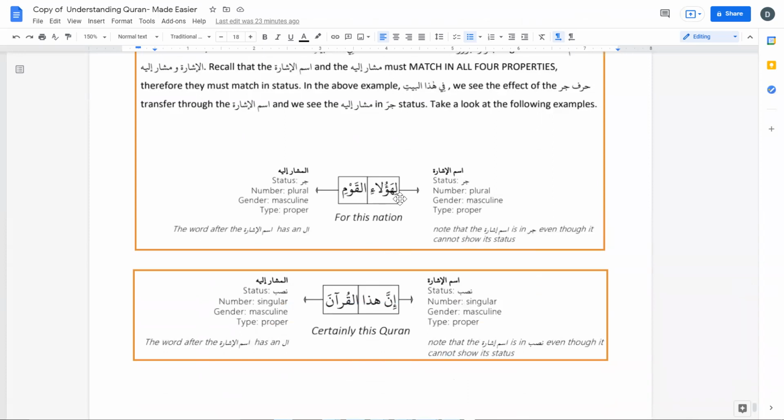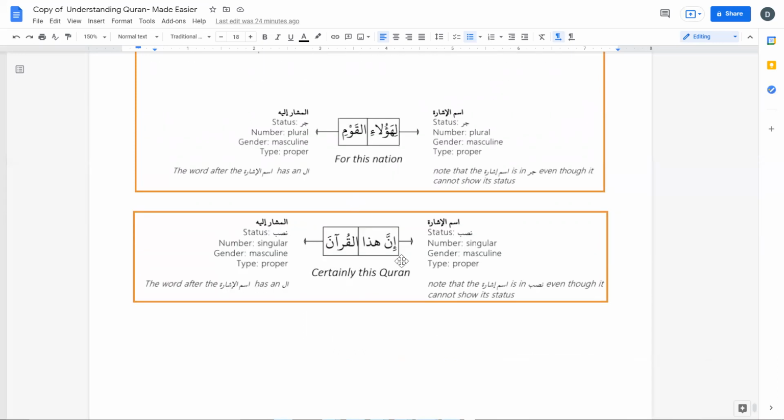Now, this one, another example: li hawla'i al-qawmi. Qawmi is telling us that hawla'i is in jar status, and we know that li is a harf of jar. So that's why hawla'i, following the harf of jar, is in jar status, and then al-qawmi, which is the mushar ilayh, is also in jar status.